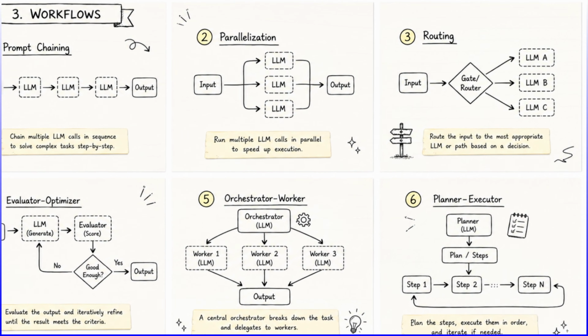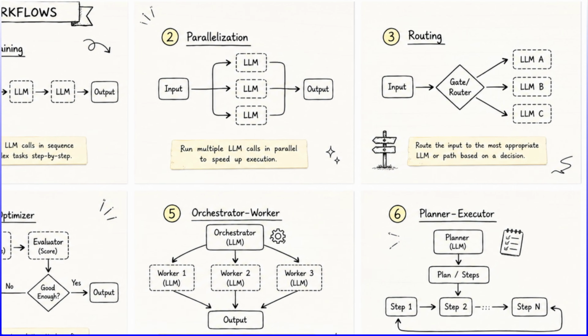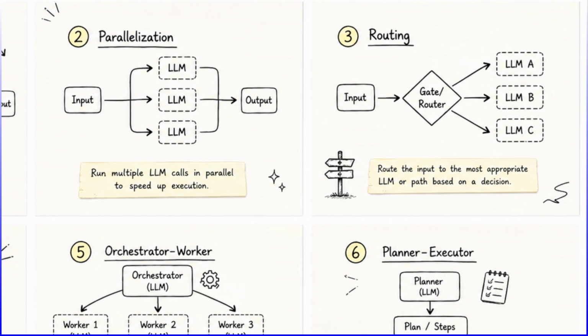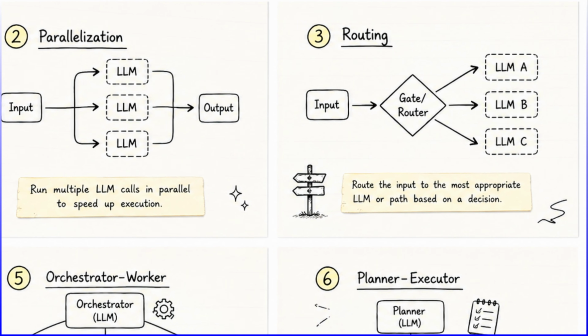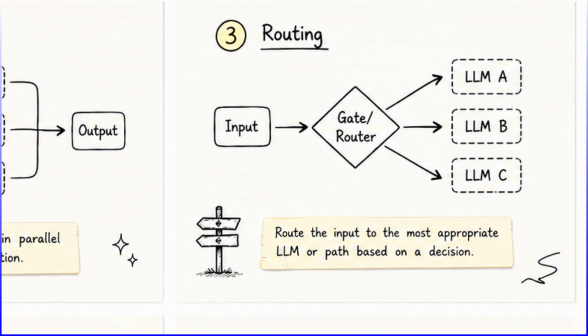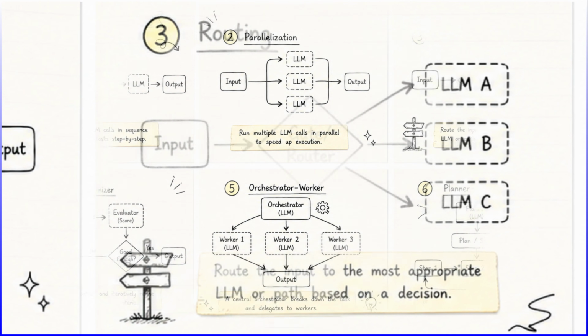Fourth, we have routing. This is used for complex tasks with distinct categories that are better handled separately. For instance, a router can look at a document and send it to different models depending on whether it's a generic, sports, or medical context.